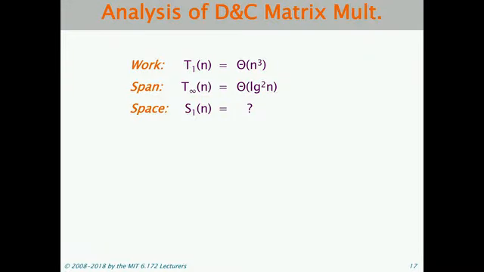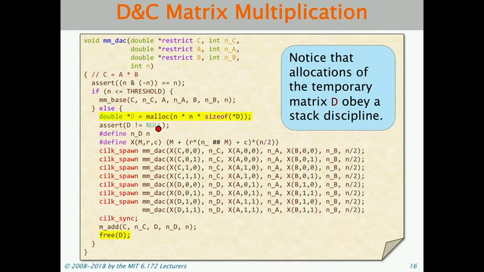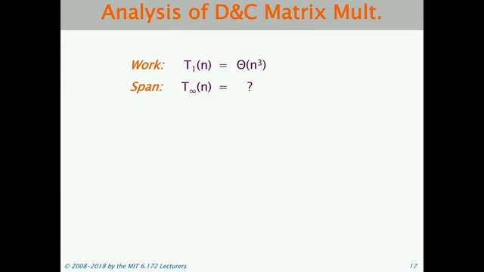OK, so now let's look at the space. What's going to be the recurrence for the space? Yes? Are we actually generating new space for the matrix to split up, or are we just getting more views into space? The only place we're generating new space is when we call this malloc here. So they're all seeing the same original matrix. So what would the recurrence be?